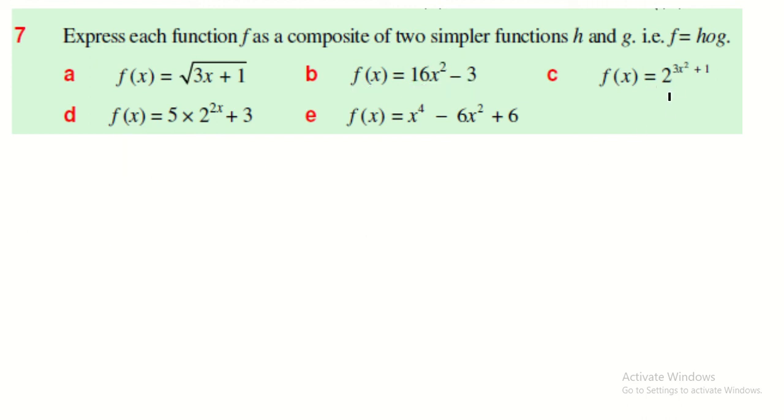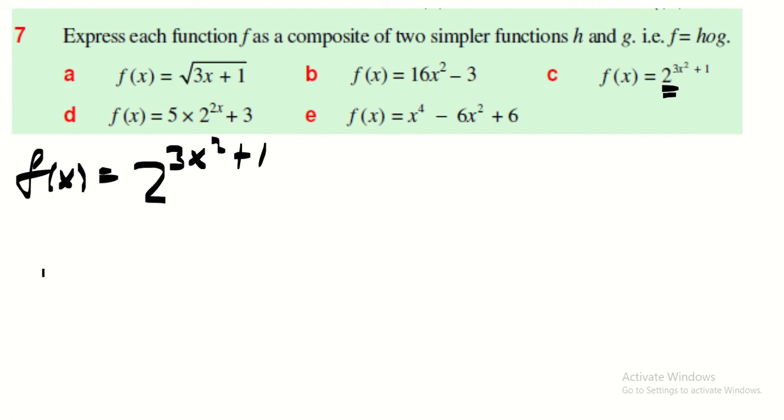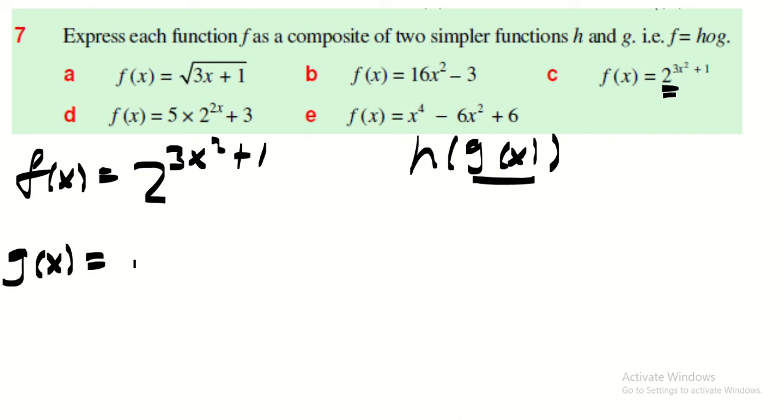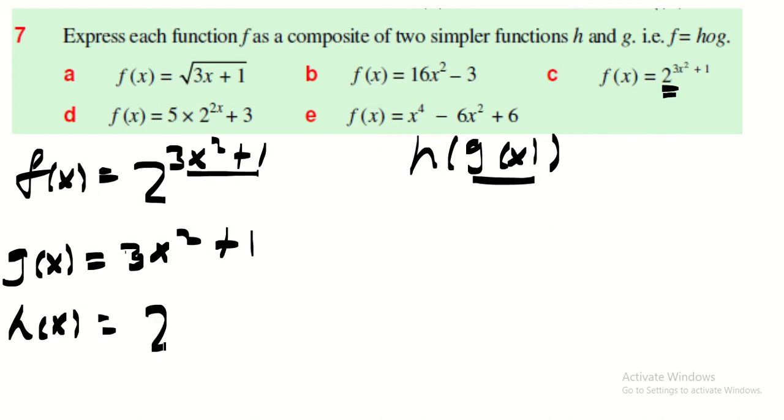Okay, next one. Again there are two functions composed. One is an exponential function, to the power of something you can see. The other one is the exponent itself, another kind of function, a quadratic. So f of x is already given, to the power of 3x squared plus 1. The exponent I can take as the inner function because we are going to express h of g of x. So g of x I can take as the quadratic, 3x squared plus 1. And what about h of x? h of x I can say is simply the base to the power of x.